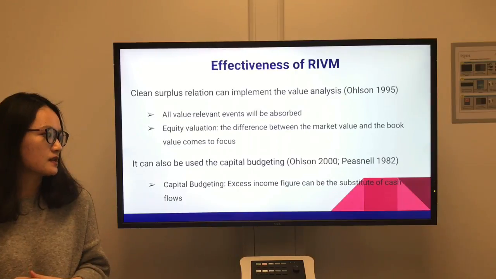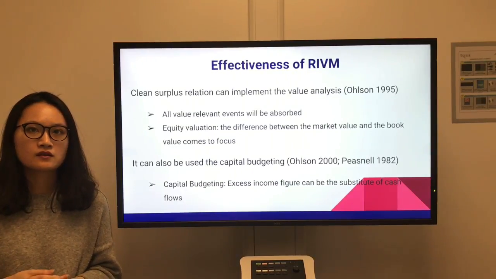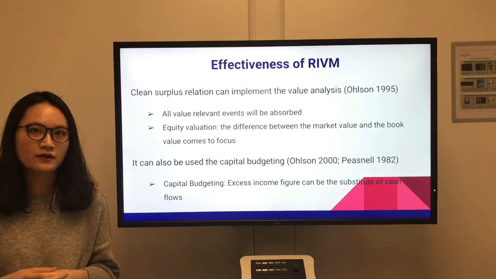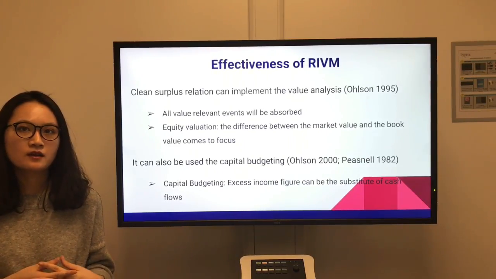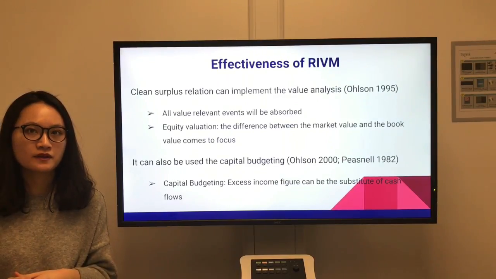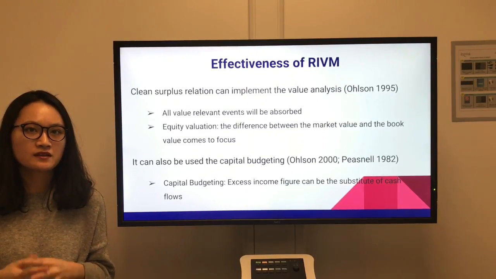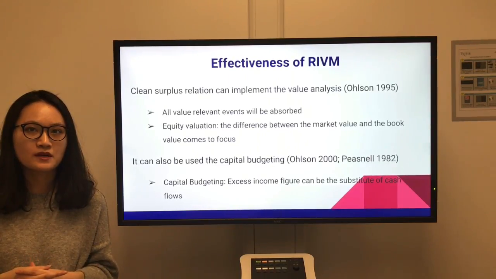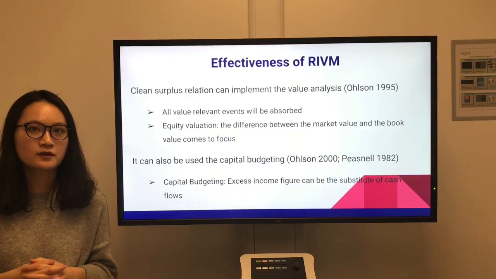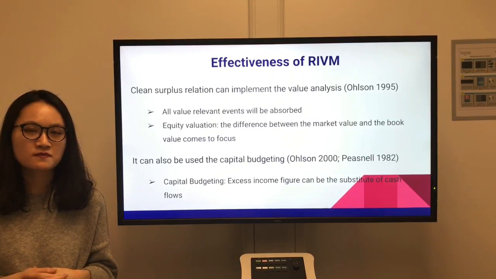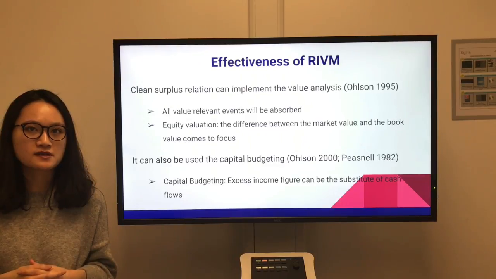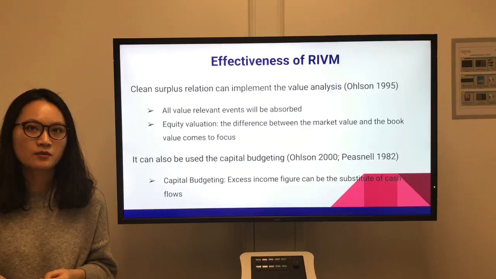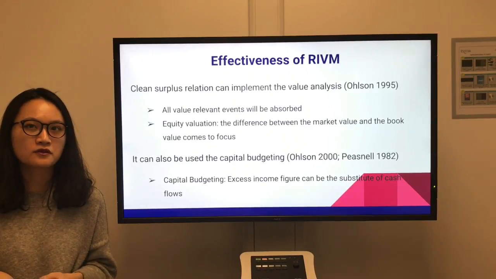According to Ohlson and Penman, the clean surplus relation can be used to shift the value analysis away from the DDM to book value plus the present value of the expected abnormal earnings. It is useful in practical business to the extent that cash flow capital budgeting measures will be incapable of being reconciled with familiar accounting measures. Then there is a danger that they will not receive enough attention. In such cases, excess income figures can be computed and used as a substitute for cash flows.